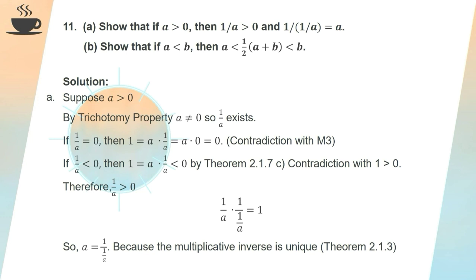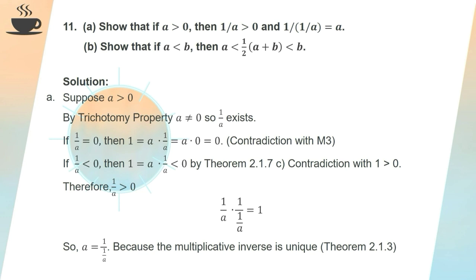We will show that if a greater than 0, then 1 over a greater than 0, and 1 over a equals a. Suppose a greater than 0, then by trichotomy property, a not equal 0, so 1 over a exists. If 1 over a equals 0, then 1 equals a times 1 over a. Since we let 1 over a equal 0, then the result is a times 0 equals 0.